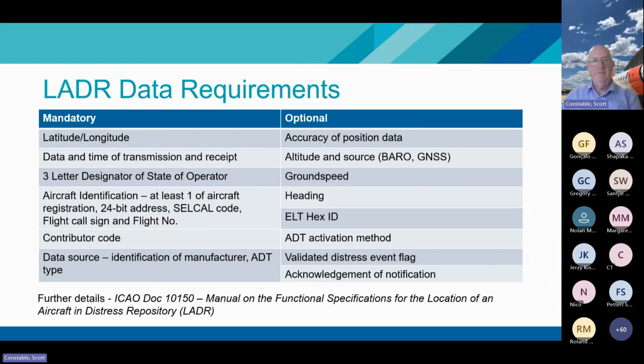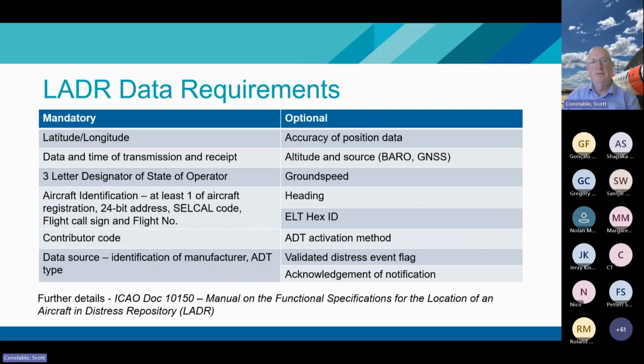This is just a slide of the ladder data requirements. On the left, you can see the mandatory requirements of the type of data that will be available, and there's optional on the right. There is a document which is listed at the bottom of the slide, which is available. It's got a lot more on the functional specifications and so on. So essentially, latitude and longitude, aircraft identification. Examples can be the aircraft registration.